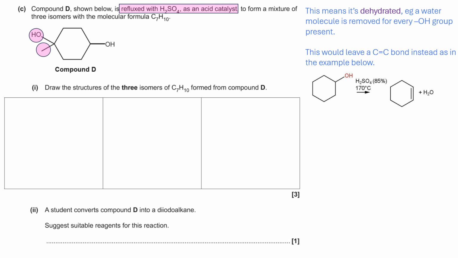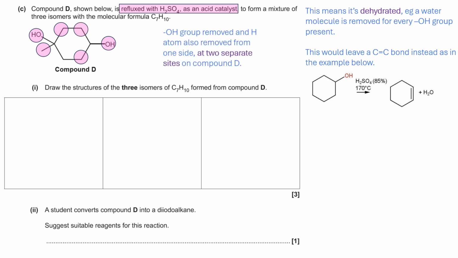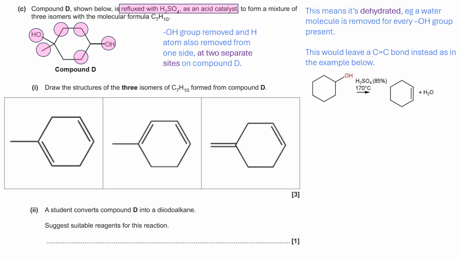So if we take the OH group on the left and the OH group on the right, what's going to happen is the OH group is removed and also a hydrogen atom from one of the sides. So it doesn't matter which one really, but this is going to happen at 2 separate sites on compound D. So it gives us 2 carbon-carbon double bonds that can be in different locations like that. And those are your 3 isomers, and they all are C7H10.